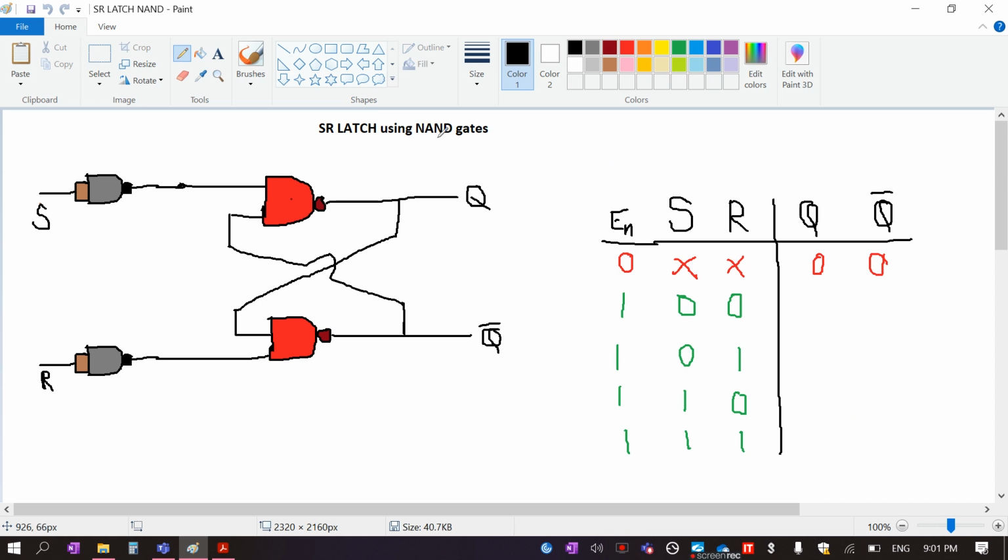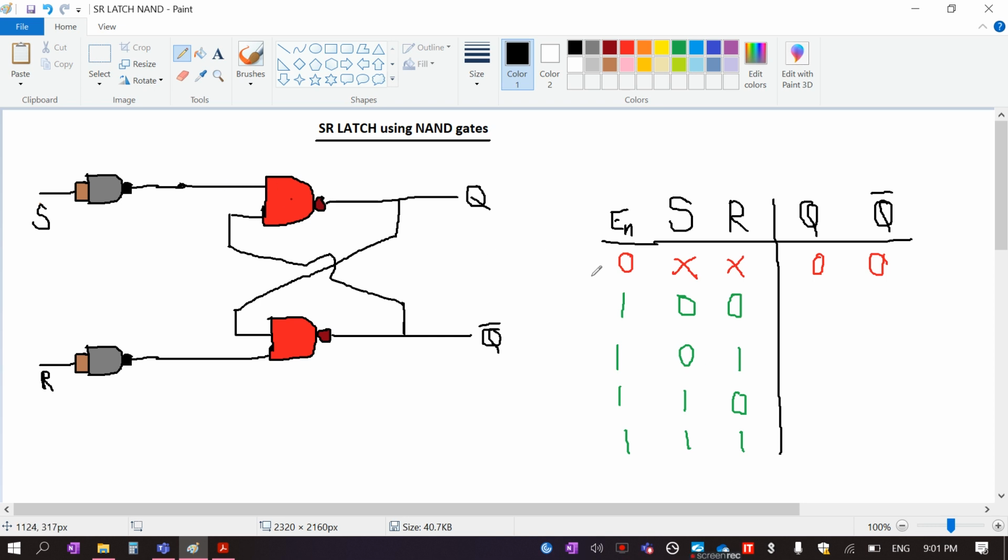Okay, so here you can see an SR latch using NAND gates. This is one NAND and this is another NAND. Here there is a NOT gate. This is a NOT gate because it has only one input and it produces one output.